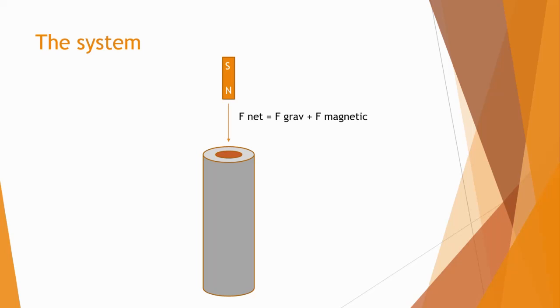Upon falling, the magnet experiences two different forces: the gravitational force and the magnetic force. The magnetic force originates from an induced current formed from the magnetic field from the dipole that acts on the aluminum foil paper.